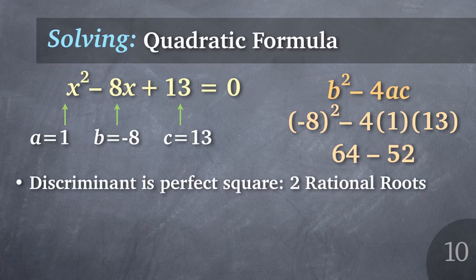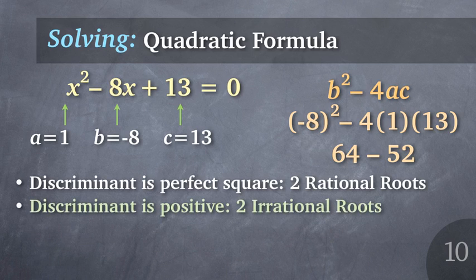All right, so these are the four things that can happen. If the discriminant is a perfect square, we'd have two rational roots. Okay, here we don't have a perfect square, so it's not this one. Our discriminant is positive. We'd have two irrational roots. This is what we'd have. This would be our answer.